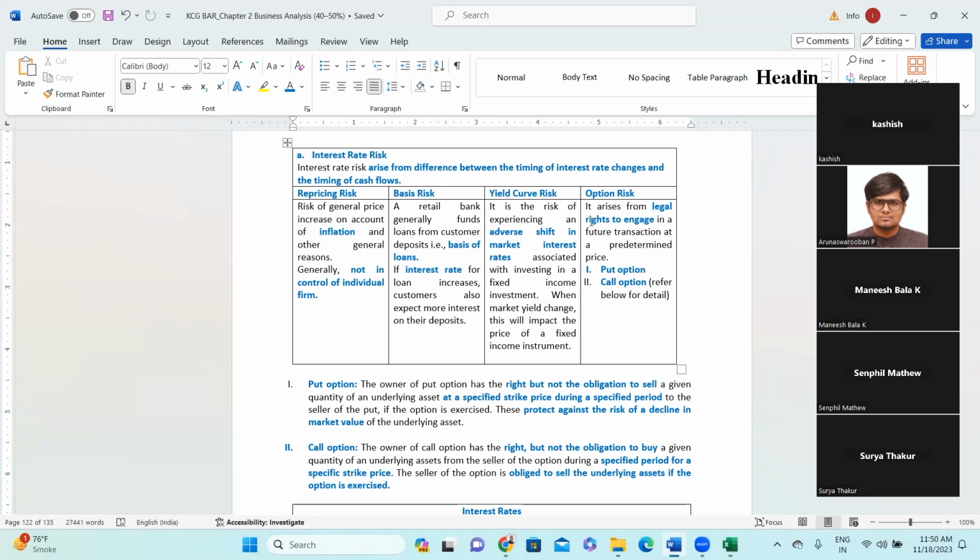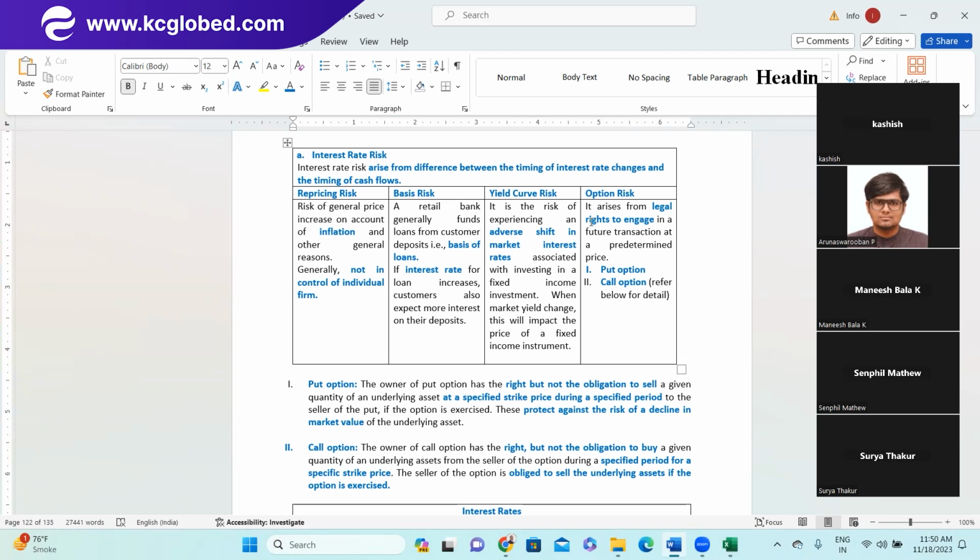If any of you can explain based on your understanding. What is call option? What is put option? Come on. Calling of additional investment from the investors, right? What is put option? I haven't heard of it. Any rough thought?